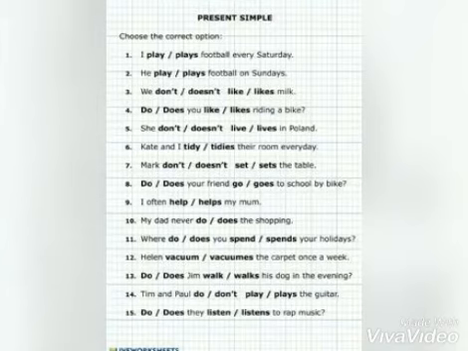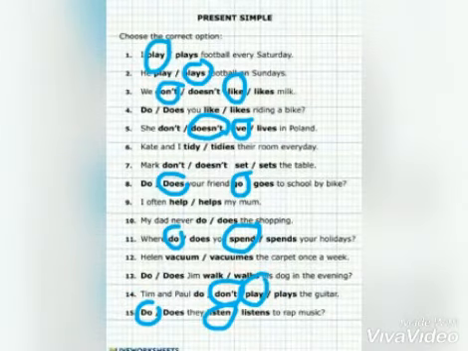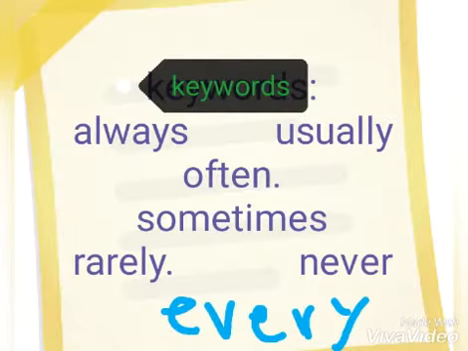These are choices and we have to answer. Number 1, I play. Number 2, he plays. She doesn't like. These are the keywords: always, usually, often, sometimes, rarely, never, and every. I can say every time, every week, every day.